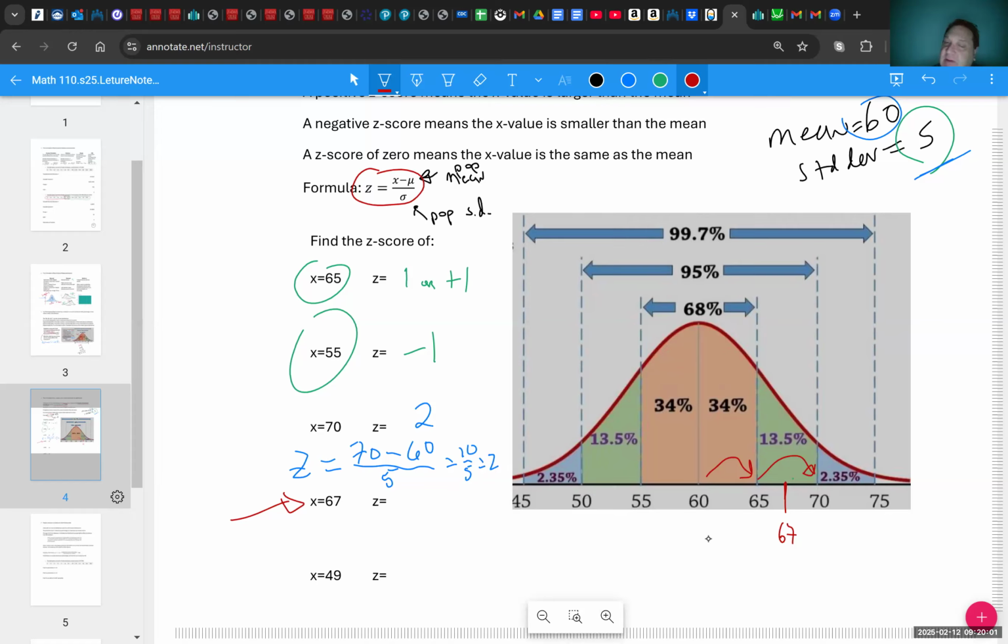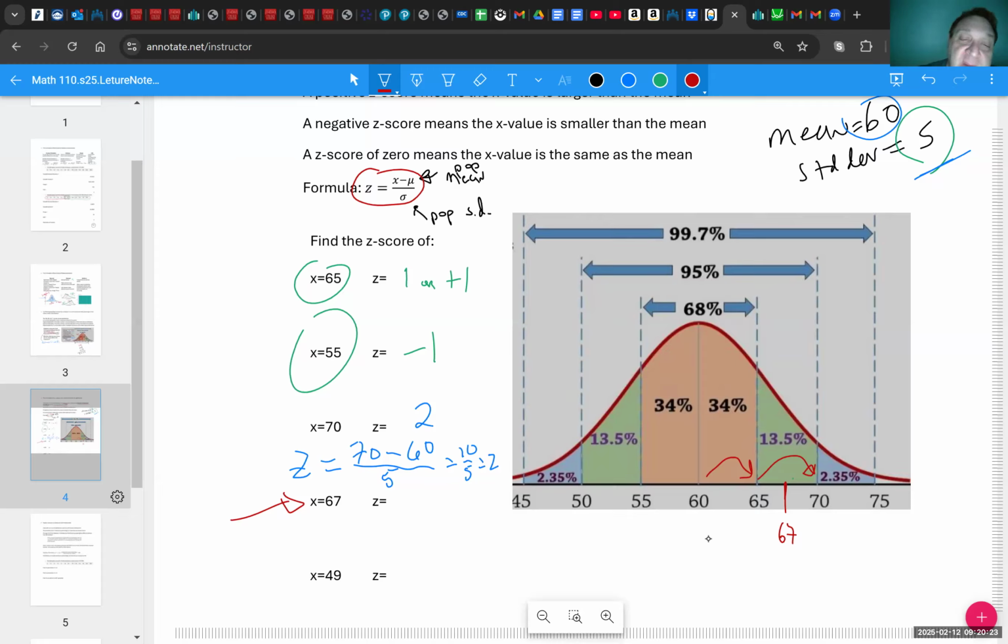I guess 67 is a little bit closer to 65, so maybe 1.4 standard deviations, something like that. It's going to be between 1 and 2 standard deviations, and we allow that. We allow decimal standard deviations. We're just saying it's part of the way to the next, right? So 1.5 would be halfway between 1 standard deviation and 2 standard deviations, but we don't have to estimate.